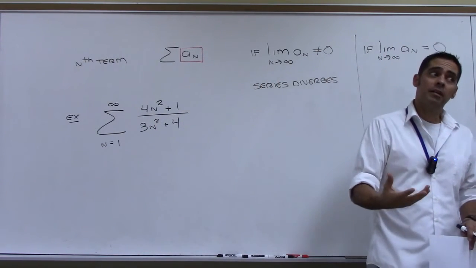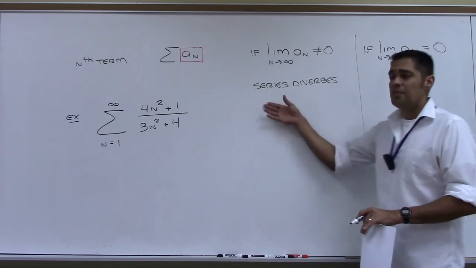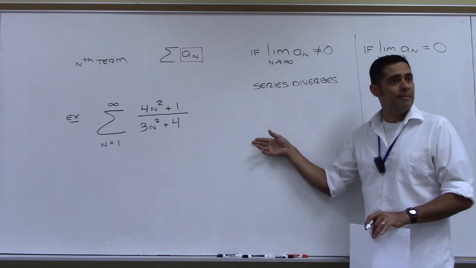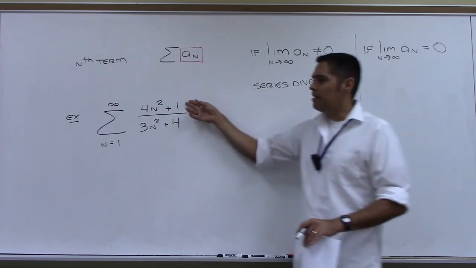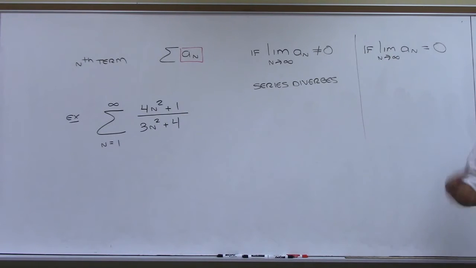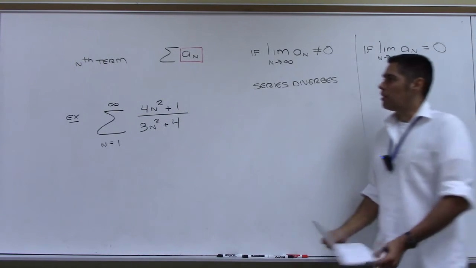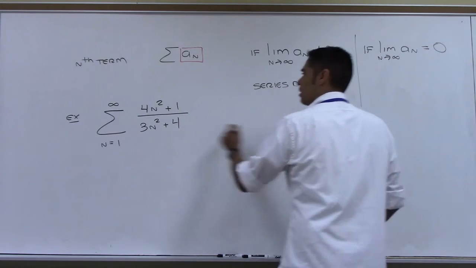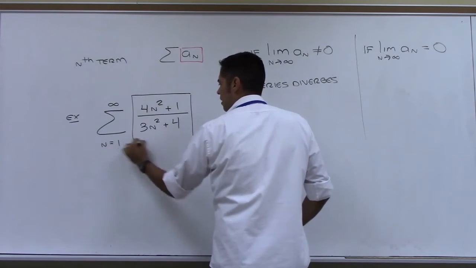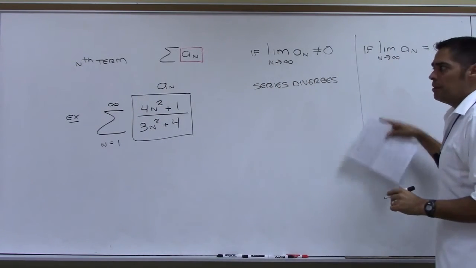Is it harmonic? So what did we look for in harmonic? A constant over a linear expression, right? That's what we're looking for. This is not a constant over a linear expression, so this is not harmonic. So if it's not the 2 things we've looked at, then it's got to be something else, right? So we're going to try this nth term test first. Let's take the sequence here, a sub n, and let's apply the nth term test to it.